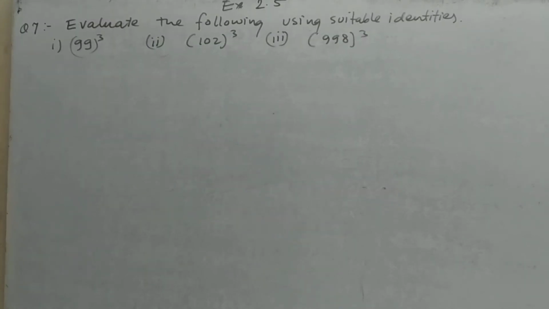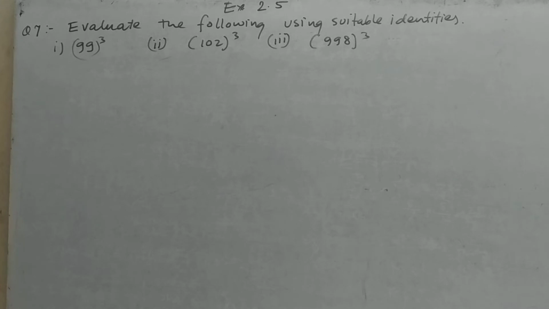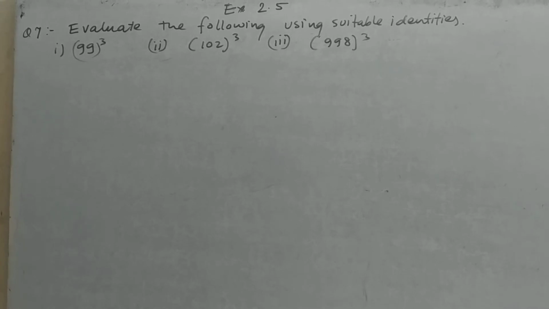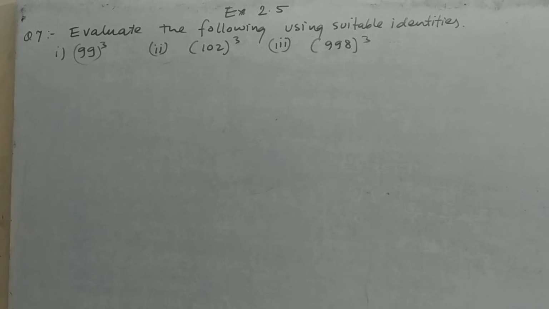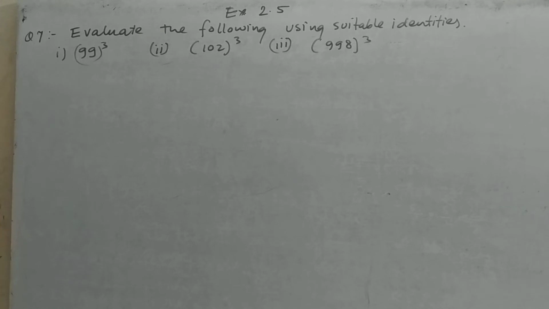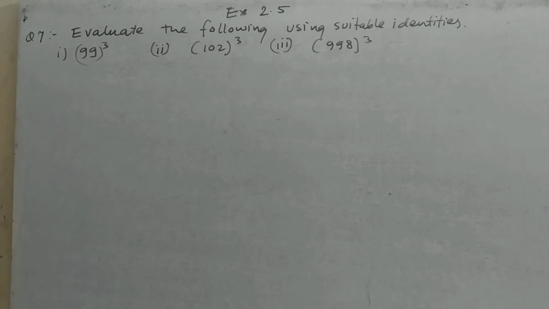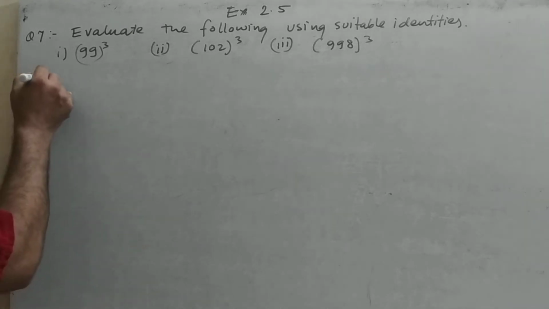So dear children, the next question, question number 7 of exercise 2.5, is: evaluate the following using suitable identities. The first one is 99 cube, the second is 102 cube, and the third one is 998 cube. 99 can be written as 100 minus 1, 102 can be written as 100 plus 2, 998 can be written as 1000 minus 2. Let us see the solution for the first one.